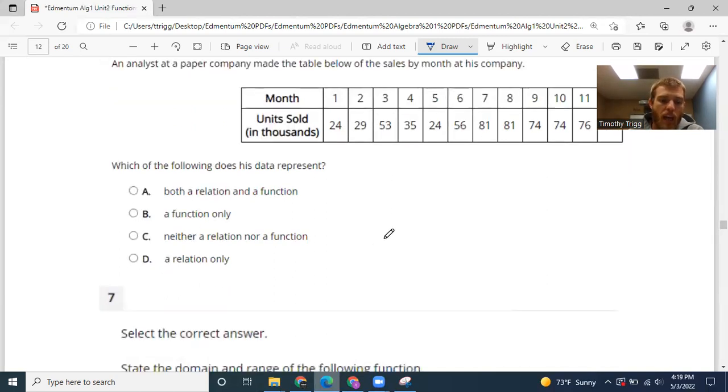And it's always guaranteed to be a relation. So this one's definitely not right, and this one's definitely not right. So it's always a relation. You just need to tell me, is it a relation only or is it a relation and a function?